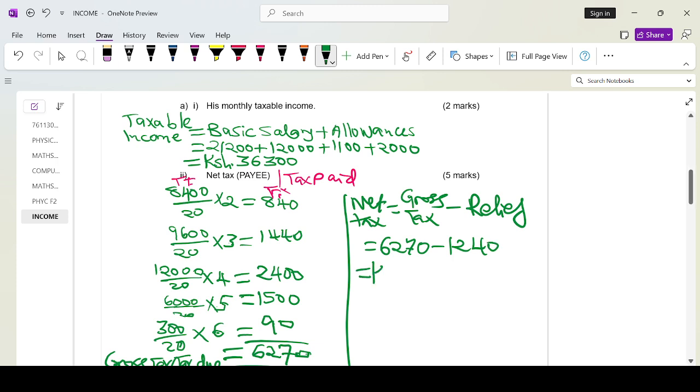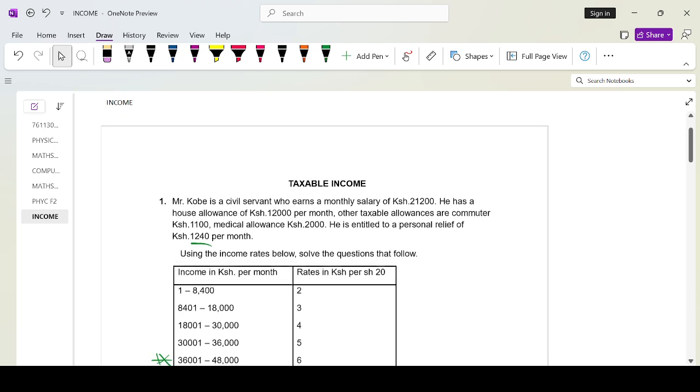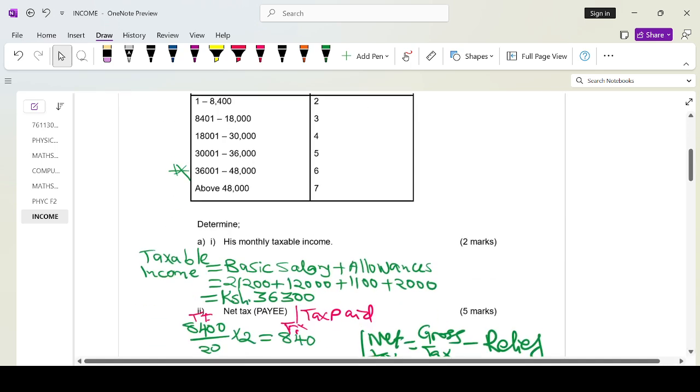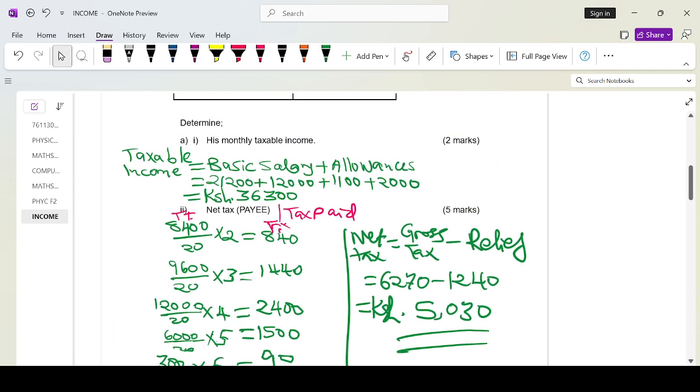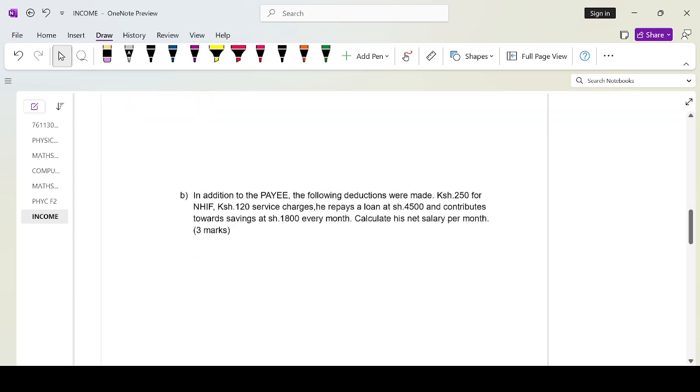So this is in Kenyan shillings. This is giving us 5,030. And that is your PAYE, or what is called the net tax.